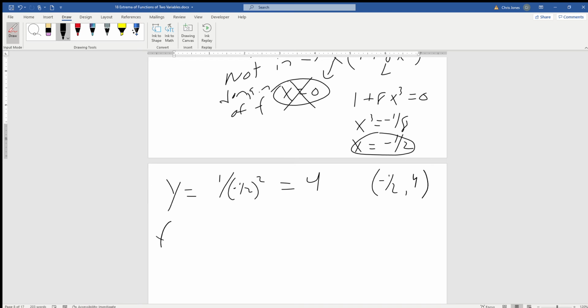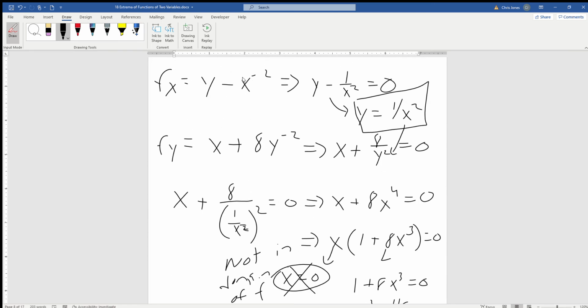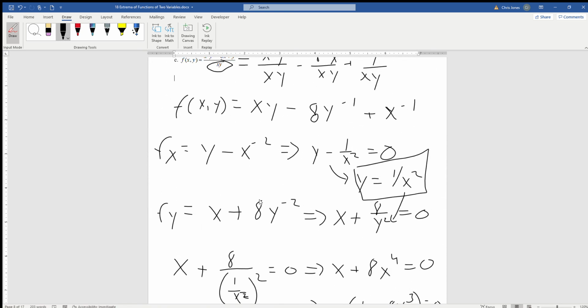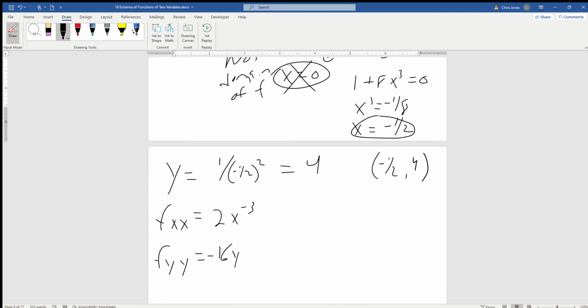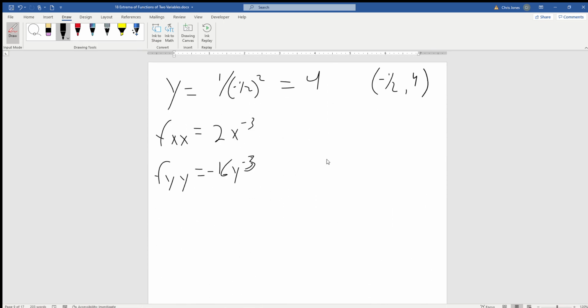To be able to do that, we need f sub xx. f sub xx is easy. That's just going to be a positive 2x to the minus 3. We need f sub yy, and f sub yy is going to be negative 16y to the minus 3. And even easier is f sub xy. Notice that that just becomes 1. When we take the derivative of y, that goes to 0. So f sub xy is equal to 1. Right?